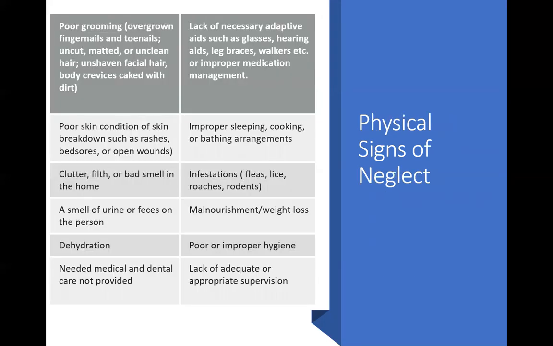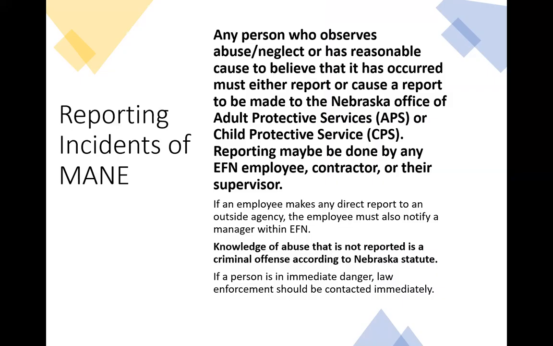There are also many indications that neglect may be occurring. While neglect is generally not intentional, if you notice any of these signs on an individual or in the individual's environment, it is important to report these concerns to your coordinator. Any person who observes abuse or neglect or has reasonable cause to believe that it has occurred must either report or cause a report to be made to the Nebraska Office of Adult Protective Services or Child Protective Services. Reporting may be done by any Extended Families of Nebraska employee, subcontractor, or their supervisor.